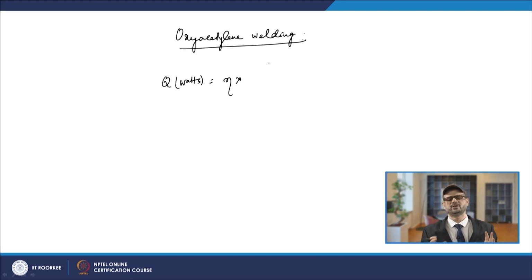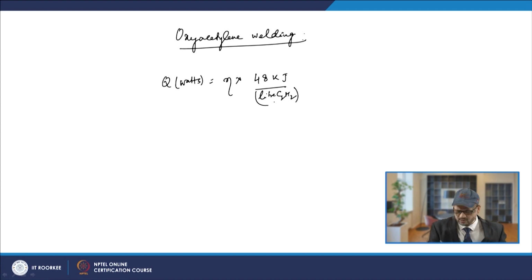If you take acetylene gas as the heat source, it will be 48 kilojoule per liter of C2H2. So for 1 liter of C2H2, it is liberating 48 kilojoule of energy, multiplied by the volume of C2H2 that you are taking, and then divided by 3600 to convert hours to seconds.